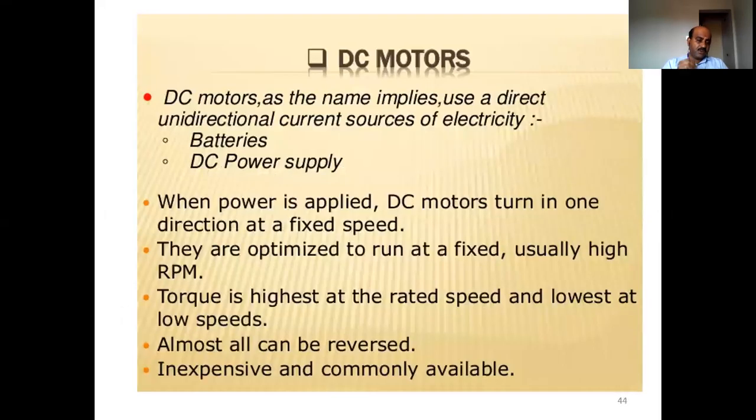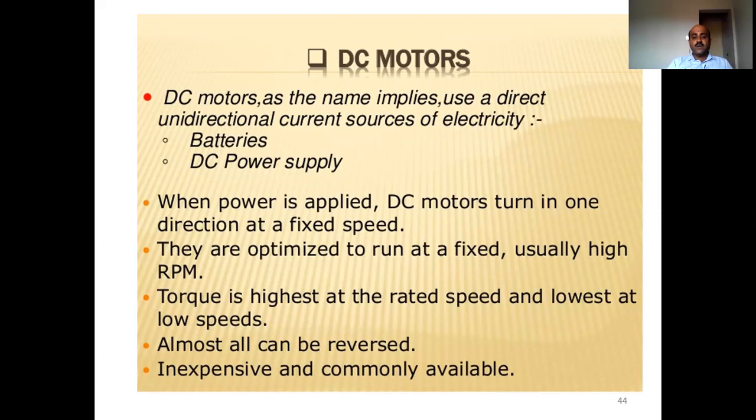Let us look at another slide. DC motors, as the name implies, use a direct, unidirectional current source of electricity, whether batteries or a DC power supply. When power is applied, DC motors turn in one direction at a fixed speed. They are optimized to run at a fixed, usually high RPM. Torque is the highest at the rated speed and lowest at low speed. Almost all can be reversed, and they are inexpensive and commonly available.